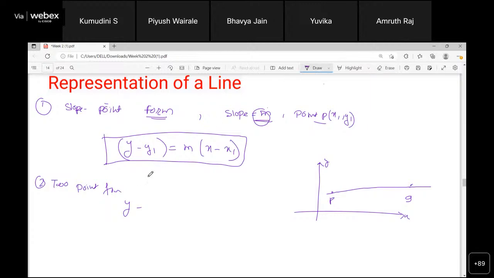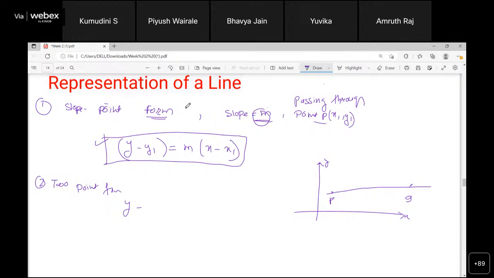Sir, can you repeat the slope point form? So if we know the slope and if we know that it is passing through one point P, x1 comma y1, then I can directly use this formula to find the equation of a line. That is y minus y1, the difference in y coordinate, equals m times x minus x1, right? So this is simple. Yes, slope point formula, same thing is there.